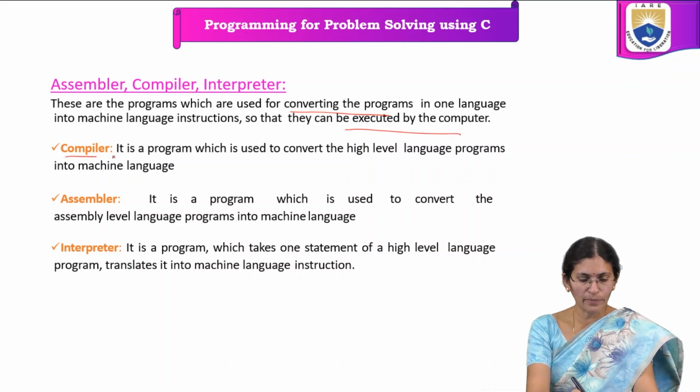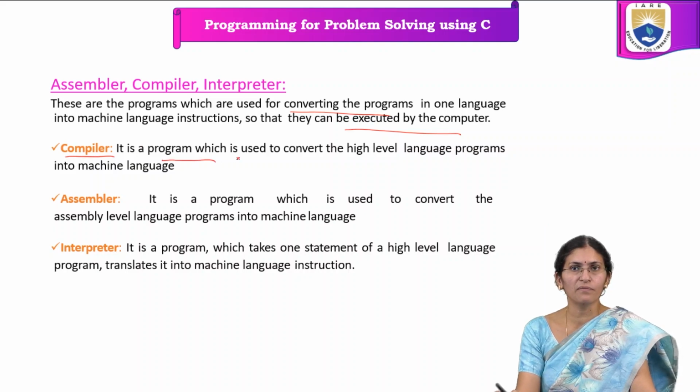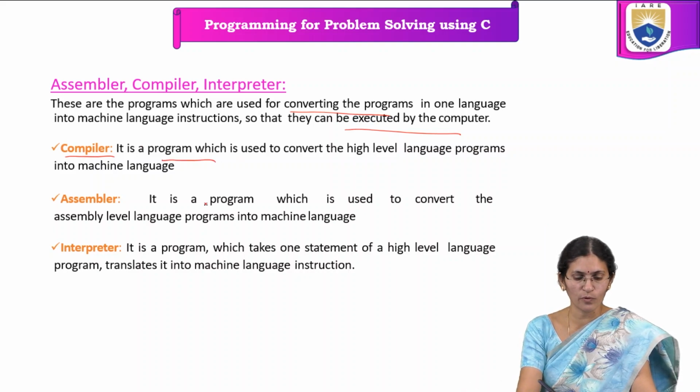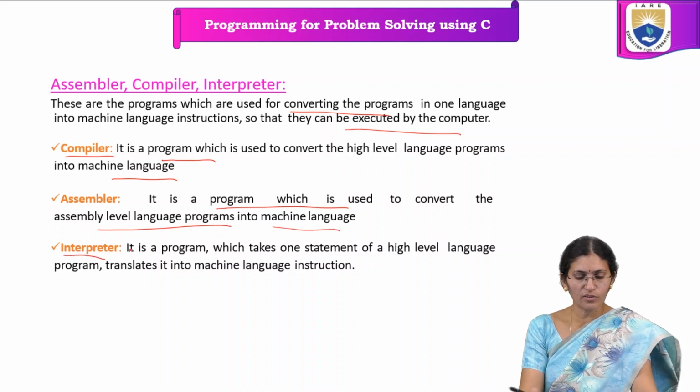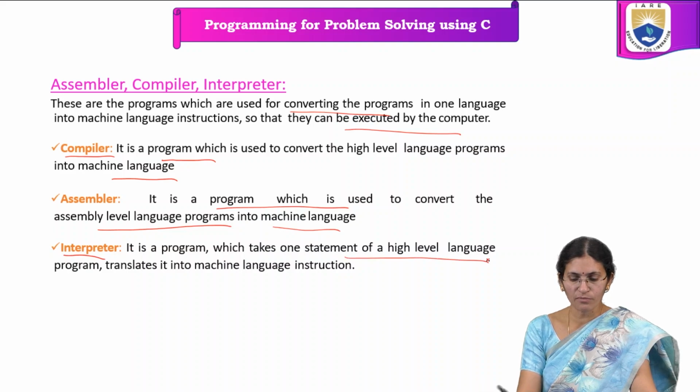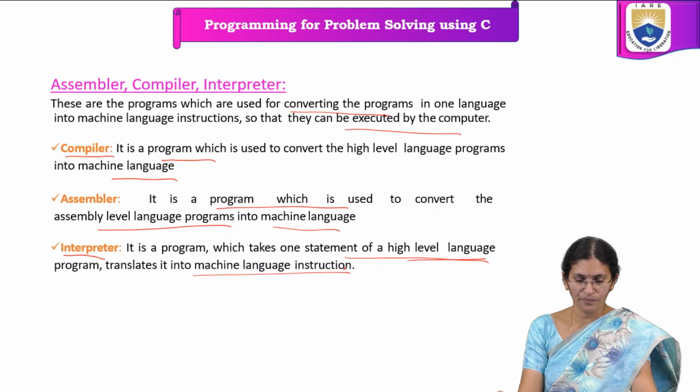So coming to compiler, we can say that it is a program which is used to convert high level language program to machine language. An assembler is a program which is used to convert assembly level language programs to machine language. An interpreter is also a program which converts high level language to machine language, but the way of converting to machine language is different for compiler and interpreter. So that we'll see in detail.